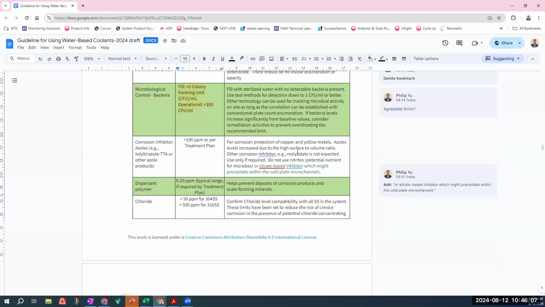For corrosion inhibitor, most people use azole base, either tolyltriazole or benzotriazole, for copper protection. And in the past, there were some compositions that used molybdate for mild steel corrosion protection, but most of the cold plate components do not have mild steel components. Plus, molybdate is prohibited in certain regions.